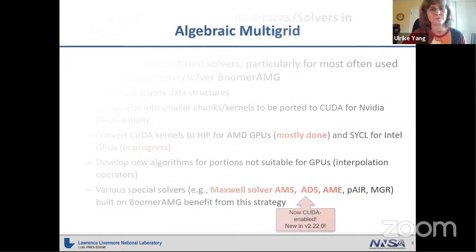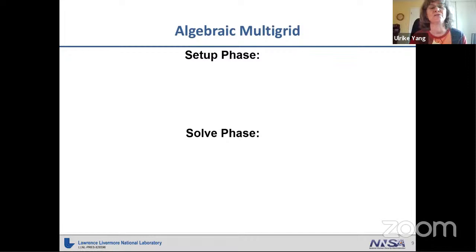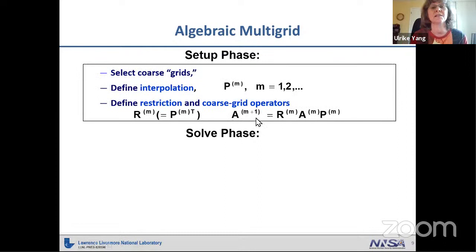Algebraic multigrid basically consists of a setup phase and a solve phase. That's true for all of them, regardless of which interface, including PFMG. In the setup phase, we select the coarse grids, which in the unstructured case we determine through the graph of the strength matrix: which variables we take to the next coarser level. We define an interpolation, and often, because we have symmetric problems, the restriction is just the transpose of the interpolation. This also often works for a slightly non-symmetric problem. And then we determine our coarse grid operators.